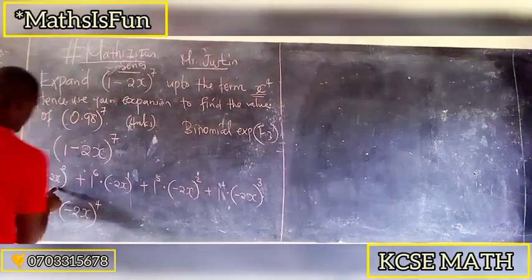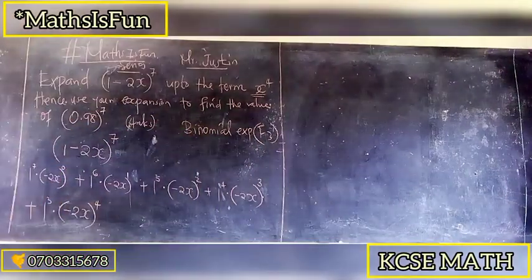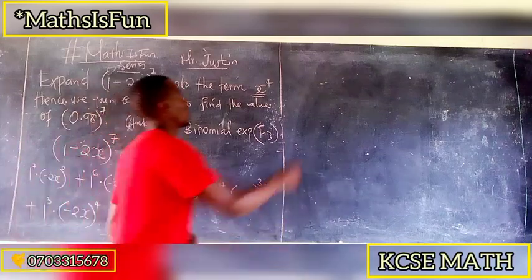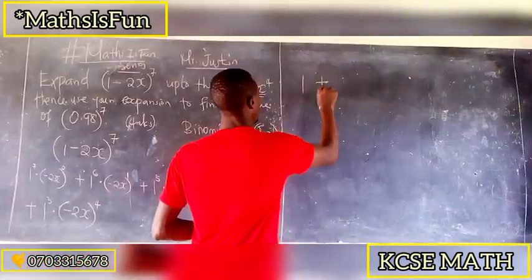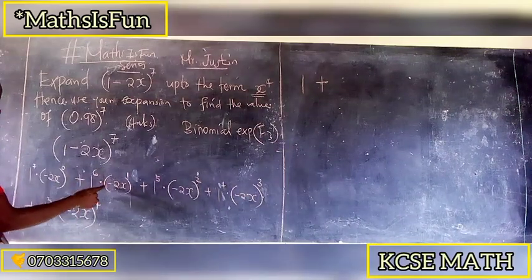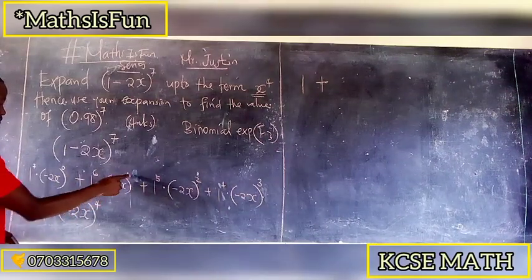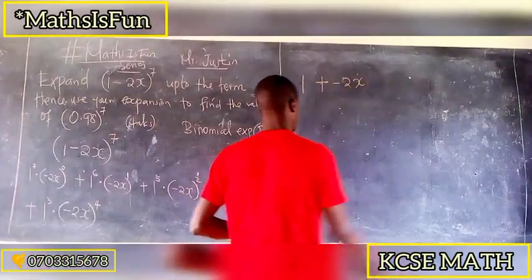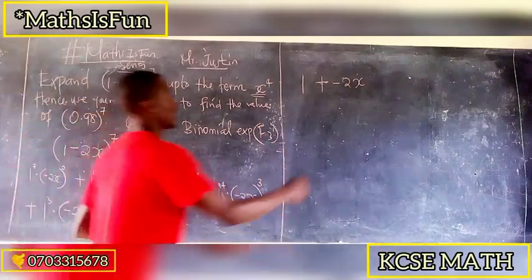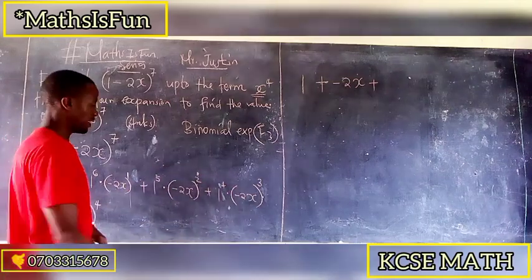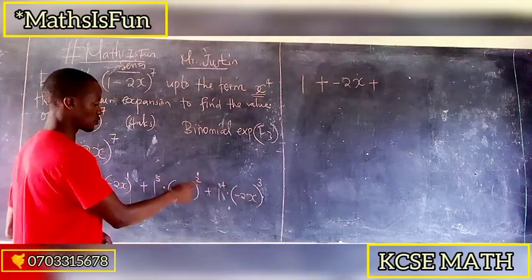Then we can now open those brackets. Negative 2x raised to power 0, the whole of this part is the same as 1. So we'll have 1 power 7 times 1, which remains 1. Plus 1 power 6 is 1, then negative 2x raised to power 1 remains negative 2x. Then let us still have our plus there: 1 power 5 is 1, and negative 2x, which we are squaring as a whole.